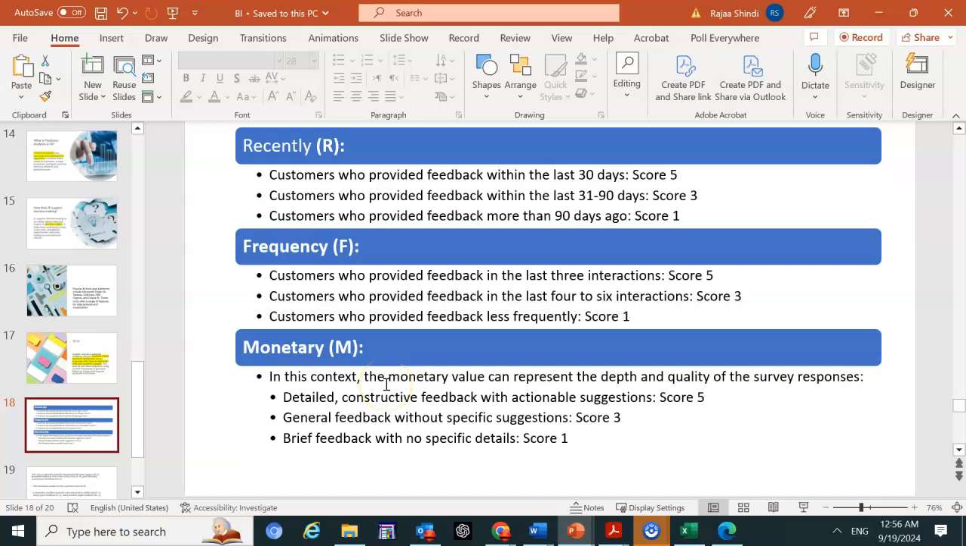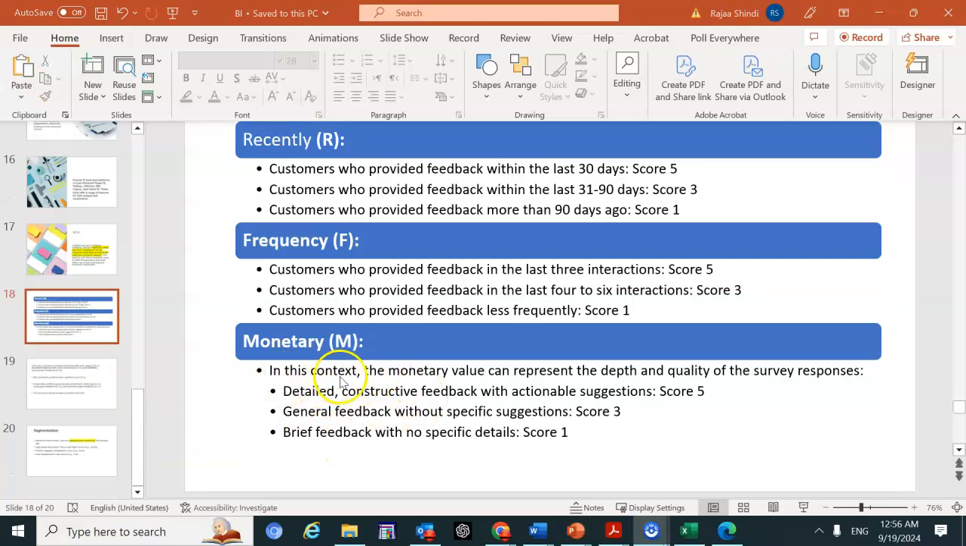Usually if we're looking into sales analysis, for monetary we look at how much is being spent. But in this case, because we're looking at the survey, we don't look at the quantity or the amount, we look at the quality of the response. So the value can be represented by the depth and quality of the survey responses. If it's detailed, that means the feedback is something we can take action on right away.